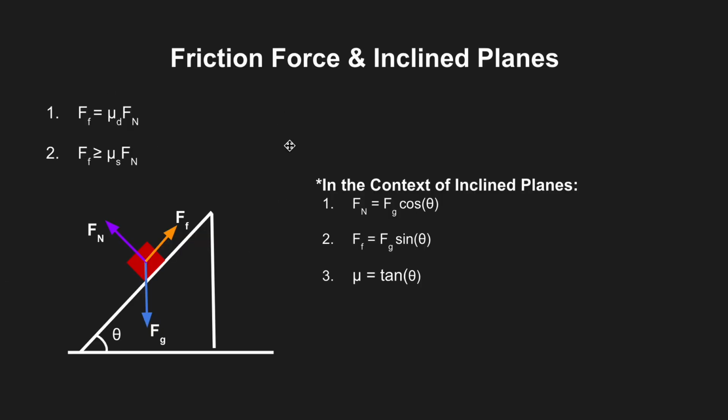Besides, you'll need to remember the inclined plane formulas, where using trigonometry, normal force is equal to Fg cosine theta, friction force is equal to Fg sine theta, and mu, the coefficient of friction, is equal to tan theta. And that's it for the force.